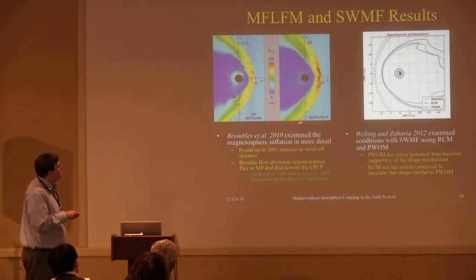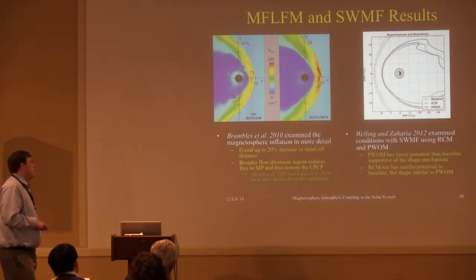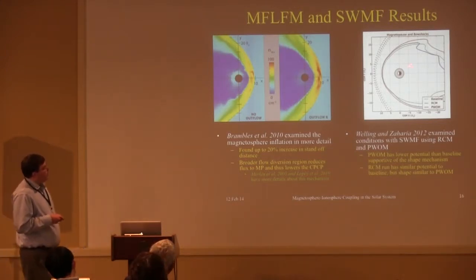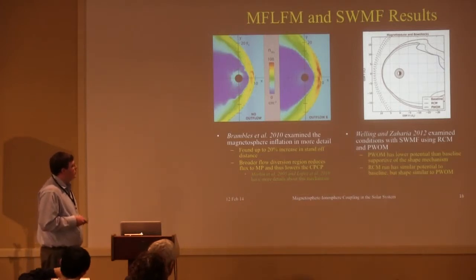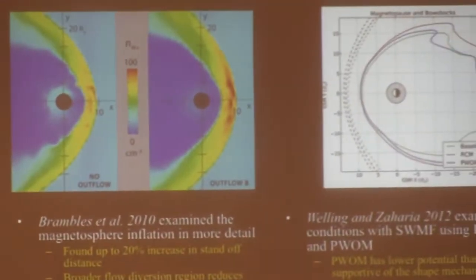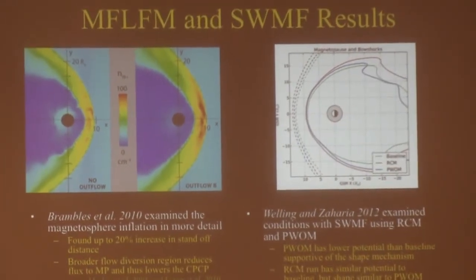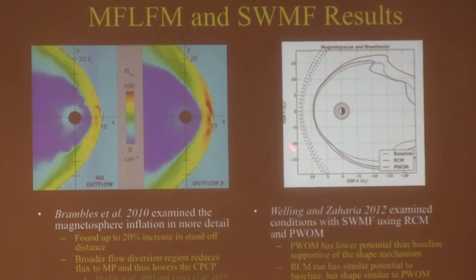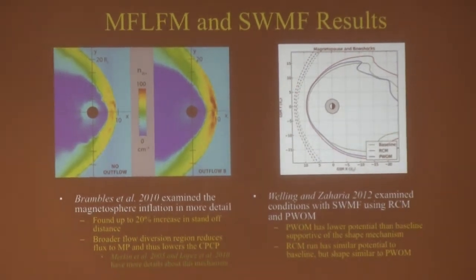And this change in the shape of the magnetopause at least partially explains an observed change in the cross-polar cap potential observed in the case with outflow. Here are some BATS-R-US results. The green line is a baseline result, and the blue line is including the plume. And you can see again, including the plume outflow causes an increase of the standoff distance and a blunting of the magnetopause.